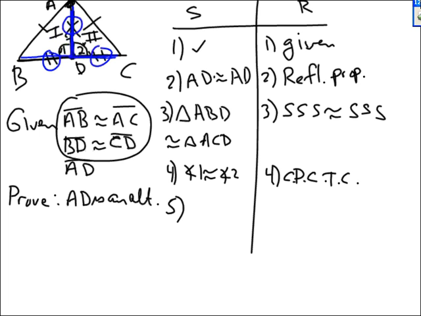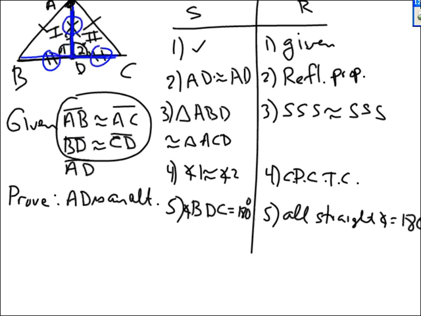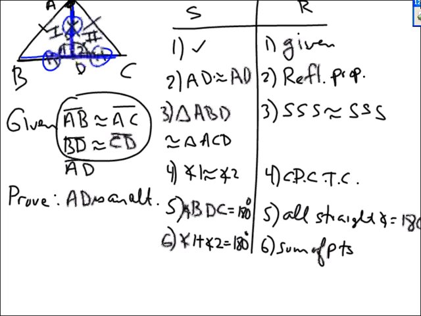Okay, now I will say the measure of angle BDC is 180 degrees, because all straight angles equal 180 degrees. Okay, and that's where I have it. Angle 1 plus angle 2 equals 180 degrees. The sum of the parts equals the whole.